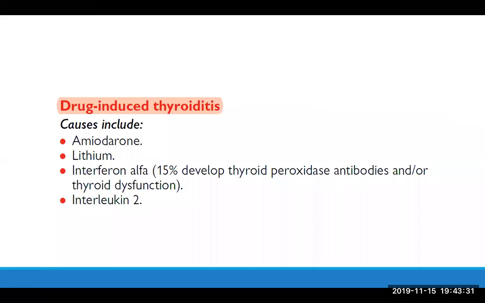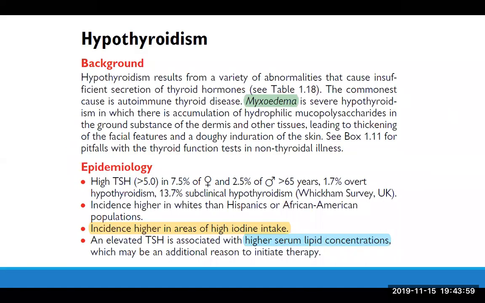Drug-induced thyroiditis is very important, especially with amiodarone and lithium. Amiodarone can cause hypothyroidism in about 13% of cases and can cause thyrotoxicosis in about 2%. Lithium, which is used for treatment of bipolar disorder, can in most cases cause hypothyroidism, and in very rare cases can cause hyperthyroidism. Interferon alpha can cause thyroid dysfunction. Also, interleukin 2 can cause thyroid dysfunction.